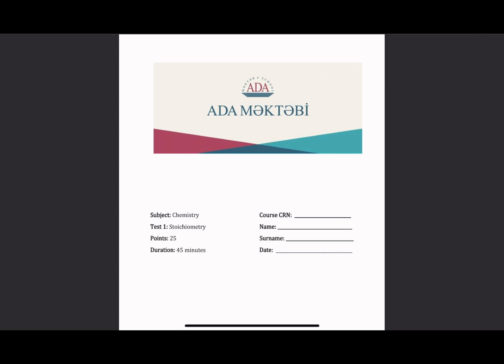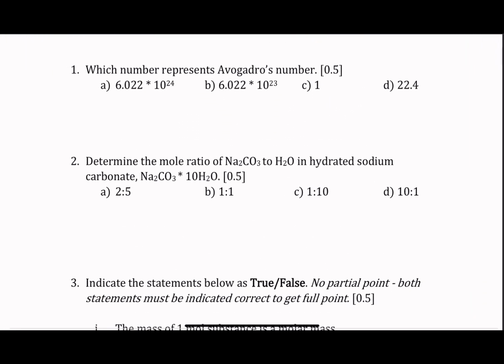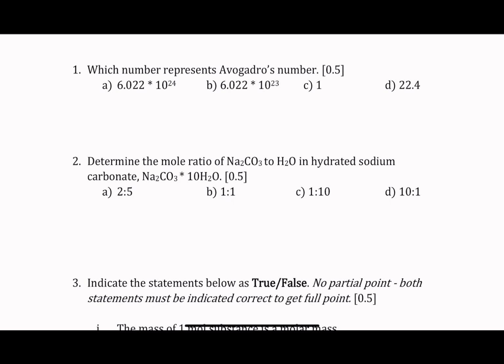In this video, I'm going to get started with the solution for our test. In the first question, it is asking which number represents Avogadro's number. As you know, this is a super easy question. Most of you got it right. This is 6.022 times 10 to the power of 23.